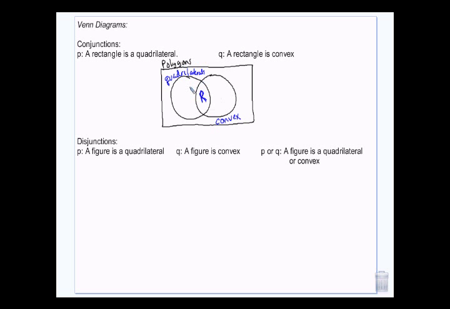R means both? No, rectangle. I can't write rectangle in there. So we have all the quadrilaterals in this circle. This is the circle where all the quadrilaterals live. So you've got parallelograms and squares and trapezoids and just whatever. And over here you have all the convex polygons.